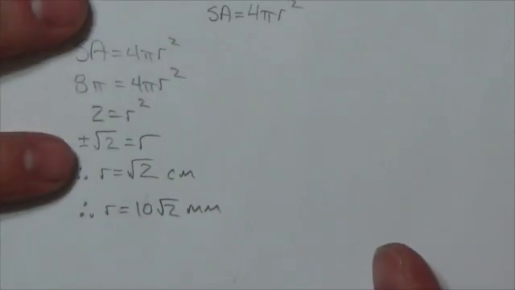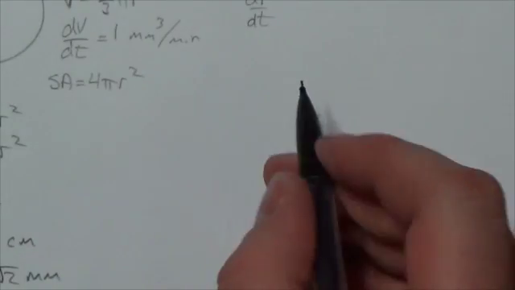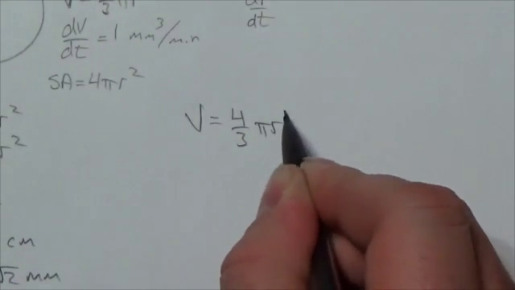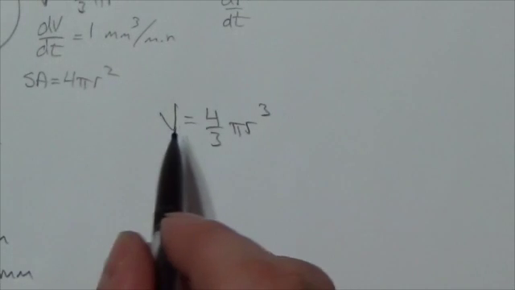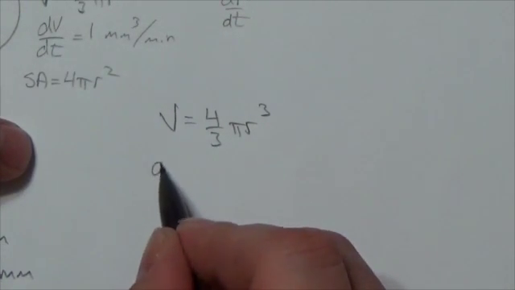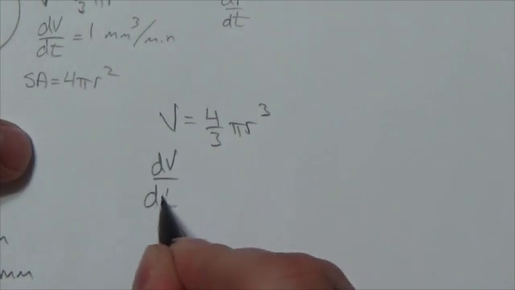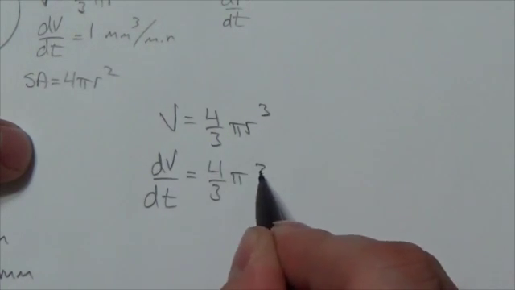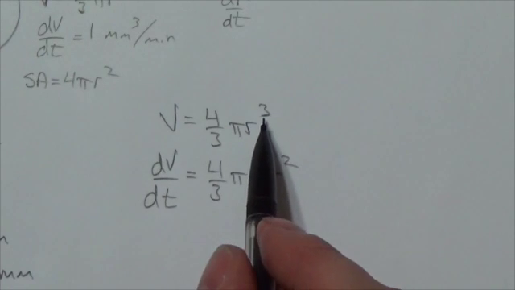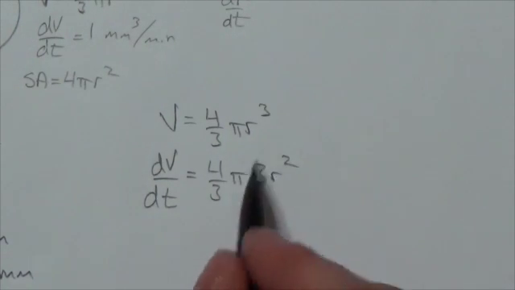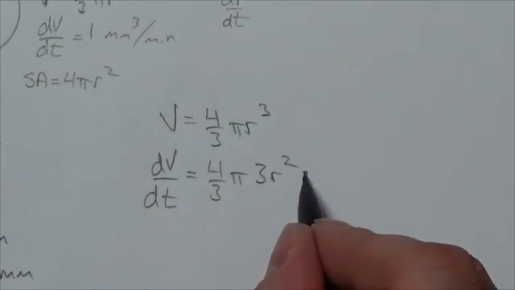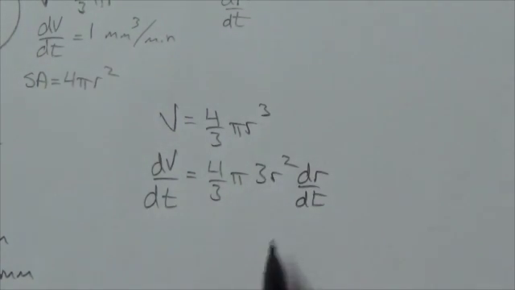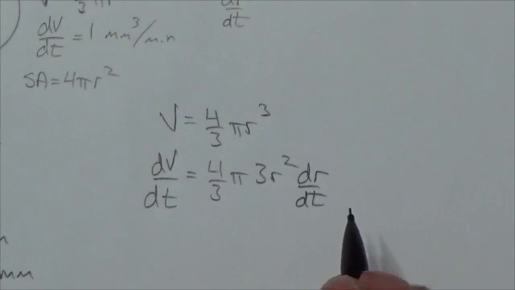Okay. Now, let's go through and start this problem. We're going to start with volume is equal to 4/3 pi r cubed. We're going to take the derivative with respect to time. I've got to do this implicitly because time doesn't show up as a variable in here. So this will be 4/3 pi times 3r squared. There's the first part of the chain rule. Now I'm going to multiply by dr by dt, the second part of the chain rule, taking the derivative of what's inside as a function of time.